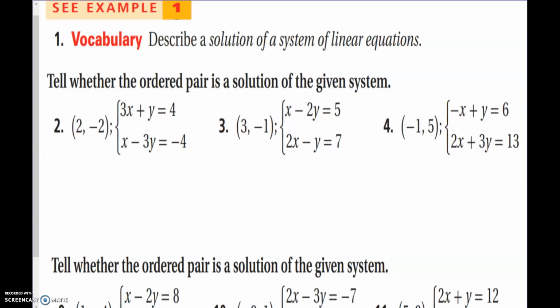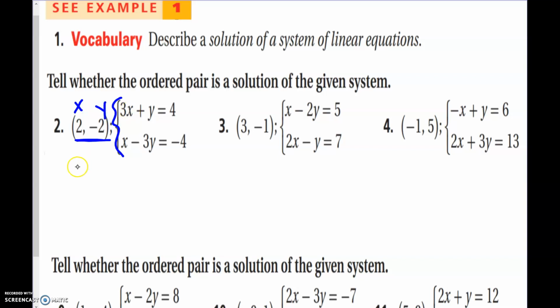In this video, we are going to be correcting your worksheet that describes a solution to a system of linear equations. So here we have a system. These two equations represent a system, and we want to know, does this ordered pair work? So remember, this is the x value, this is the y value.